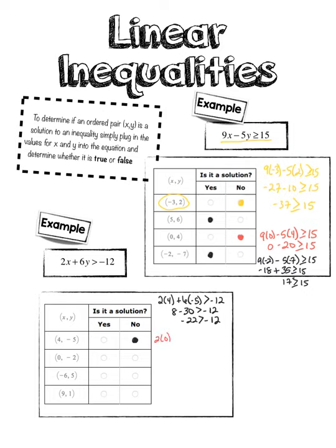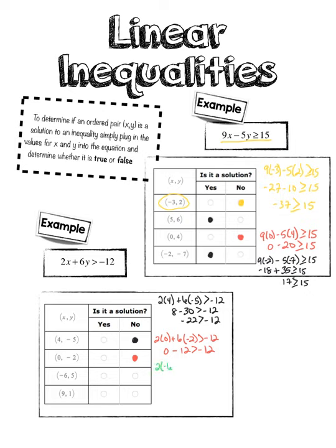2 times 0 plus 6 times -2 is greater than -12. 0 minus 12 is greater than -12. Is -12 greater than -12? It is not. That's why you have to pay close attention to the symbol. The symbol is greater than. So even though -12 equals -12, that is not the question we are asking. You must pay attention.